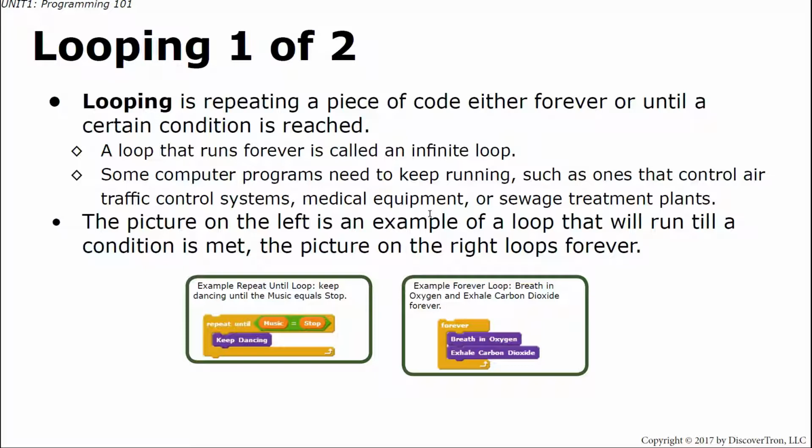So on the left-hand picture, right down here, this is going to repeat until the variable called music equals stop. Okay, so it's just going to keep repeating that piece of code inside of it, which is called keep dance. And this is a custom-made Scratch block, just for the record. Now that same holds true for the previous slide as well. So we're just going to keep dancing until the music is equal to stop. Don't worry about what values are in there. Just think of the overall concept. As long as the music's playing, we're going to keep dancing.